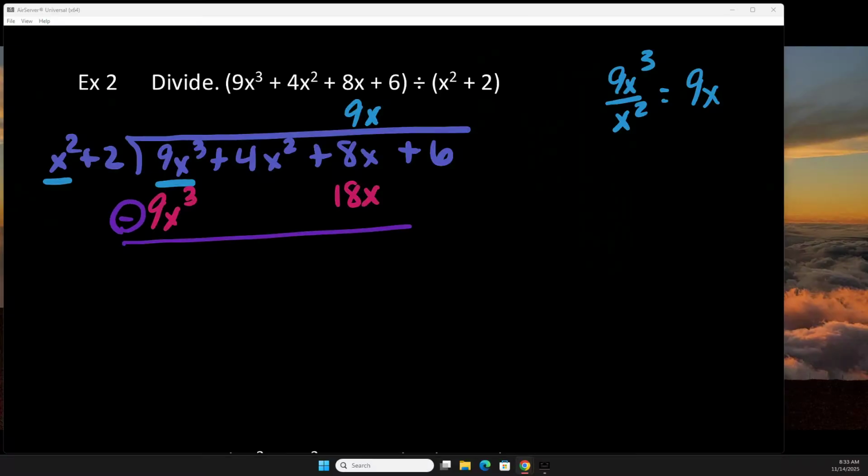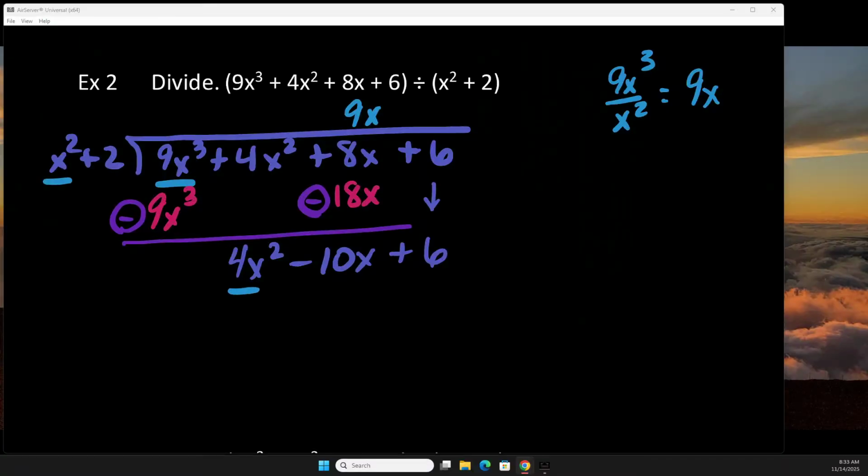Then when I do this subtraction step, the 9x cubes do cancel out, but that 4x squared is going to need to drop down. All right, and then it's 8x minus 18x is negative 10x. And then we're going to bring down the 6. All right, and then we're going to do it again.